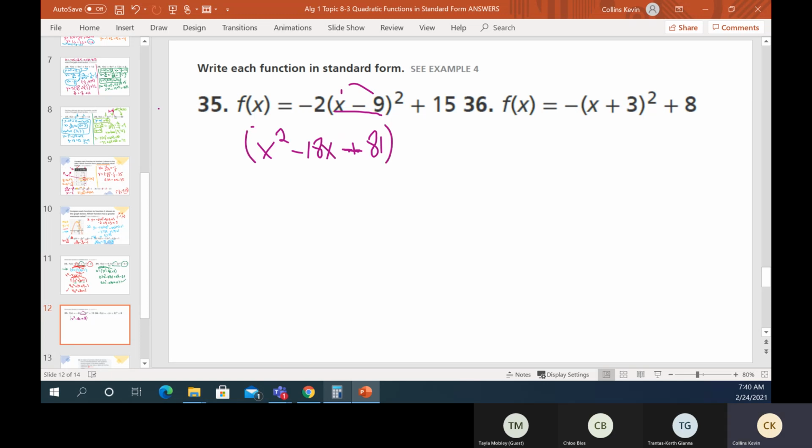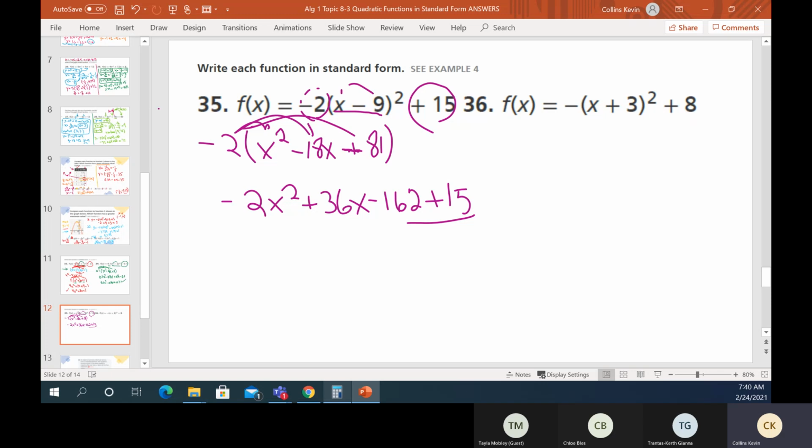Okay, so now we've got that. Then we go ahead and multiply by the negative 2. That gives me minus 2x squared. This gives me a plus 36x. And this gives me a negative 162. Trust me on that, I've done it too often. So then the last thing is we just need to add the 15. Right, so we just bring him down. We have to put these two guys together, so all this stays the same. Minus 2x squared plus 36x. And then we have minus 162 plus 15, so it'll be minus 147. And again, use your calculator, please. All right, cool.